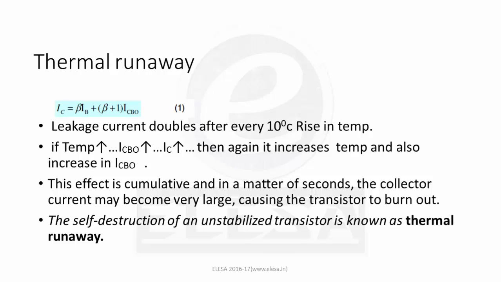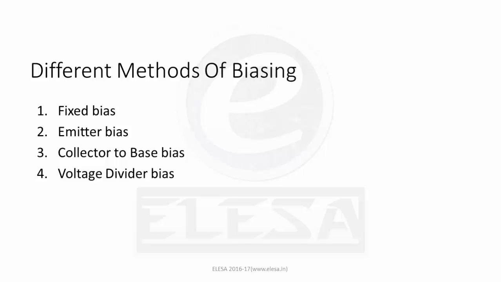This effect is cumulative, and in a matter of seconds, the collector current may become very large and the transistor may burn out. So the actual thermal runaway, meaning the self-destruction of an unstabilized transistor, is known as thermal runaway. So let's move on to the different methods of biasing.